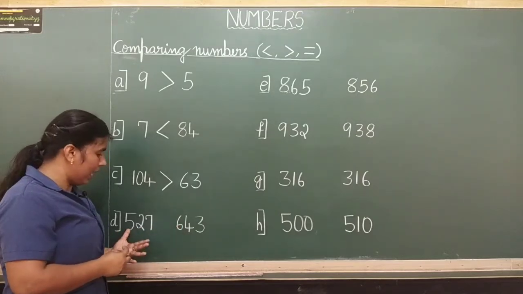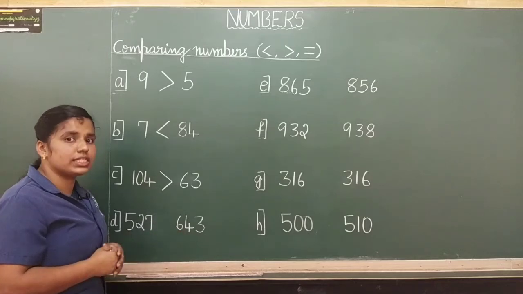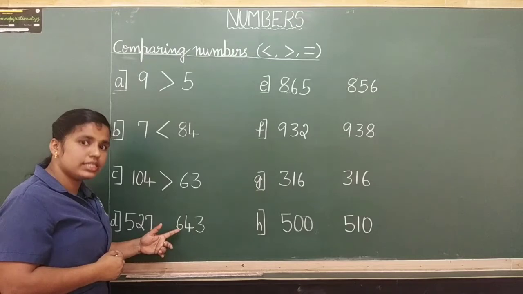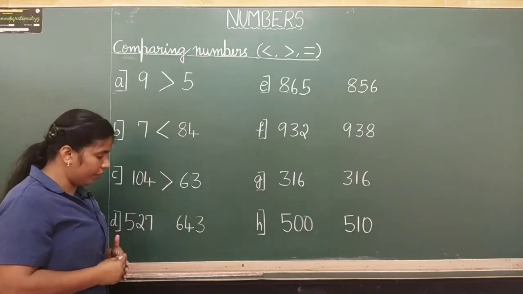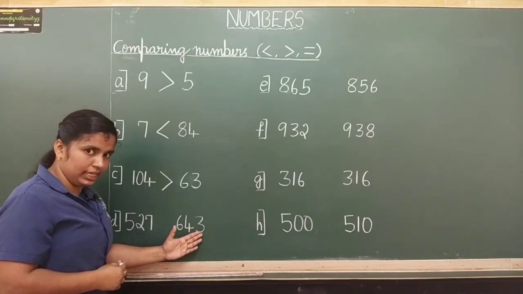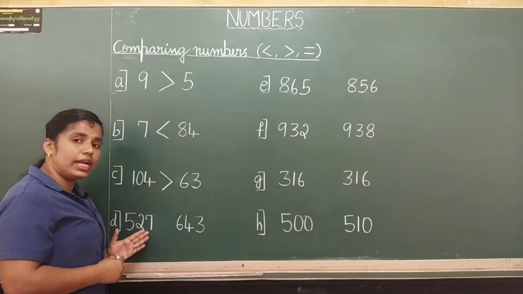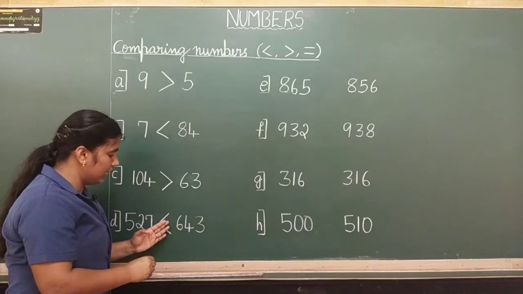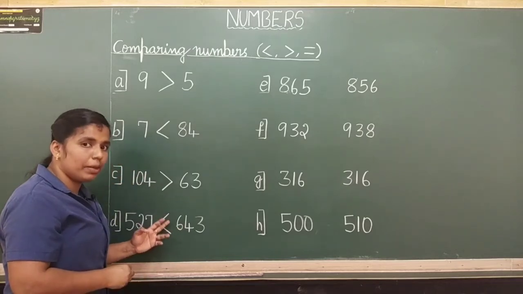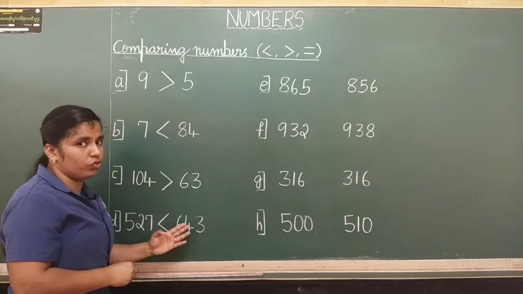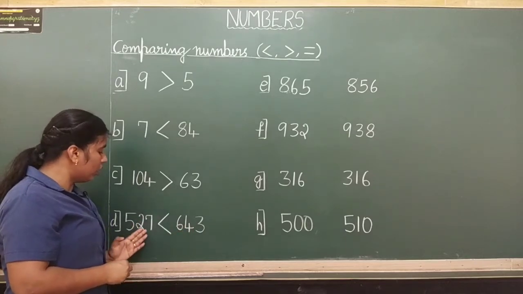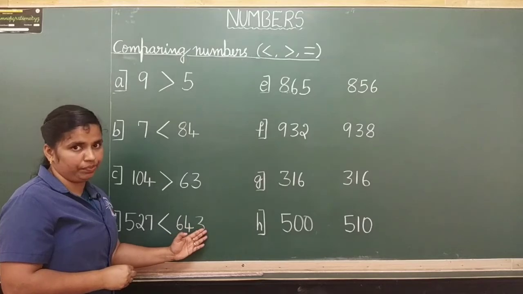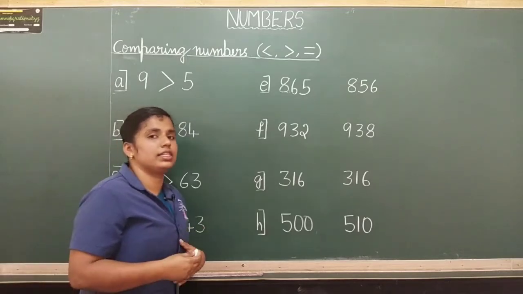So when we compare 5 and 6, which is greater? 6 is greater than 5. Therefore 643 is greater than 527. This side of the symbol represents the greater number. So we read it as 527 is smaller than 643. Let us move on to the next example.